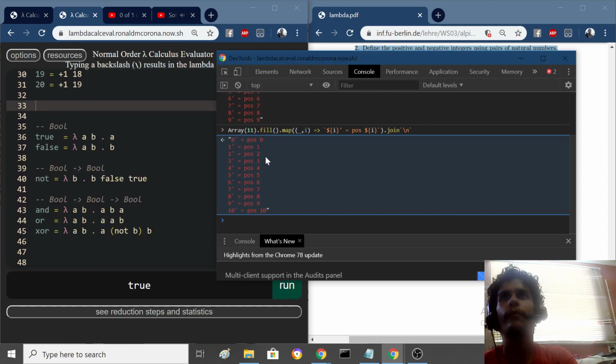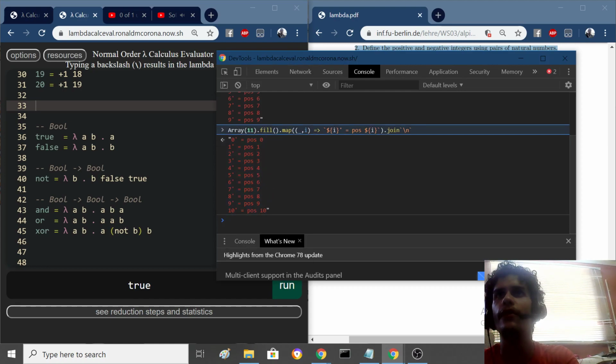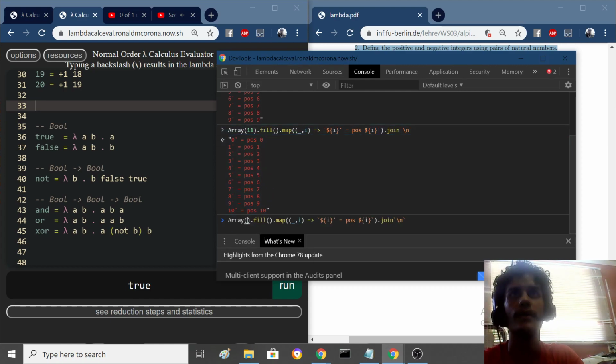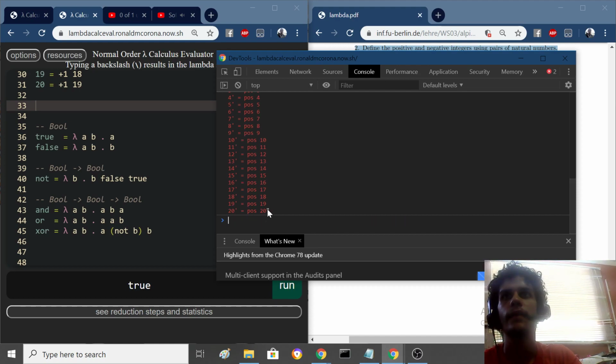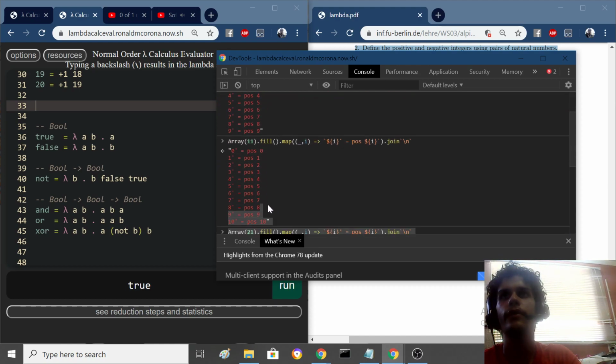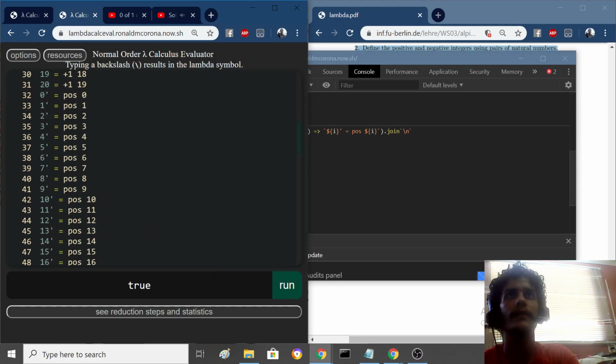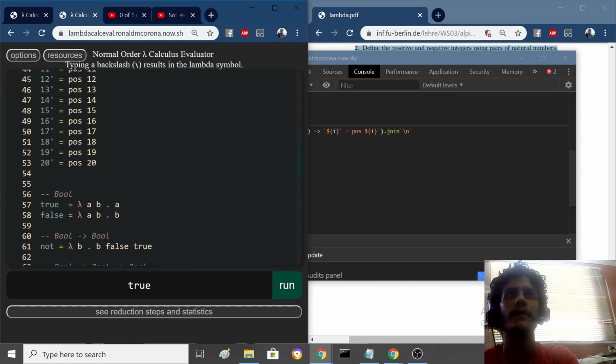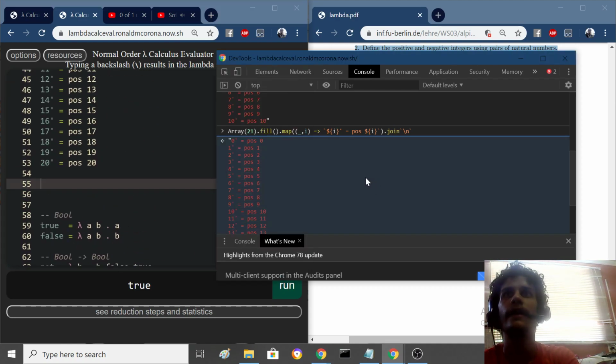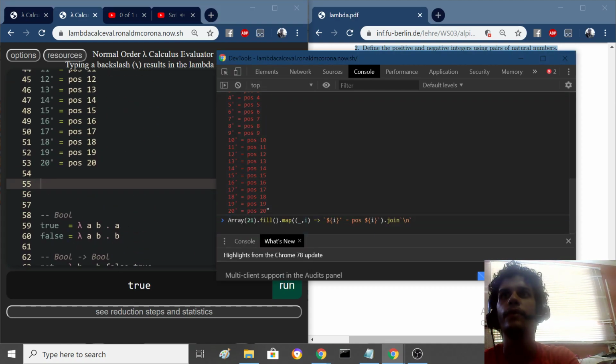I might as well just do 20 since I'm generating them with code. Alright, so 20 positive numbers, and then 20 negative numbers.